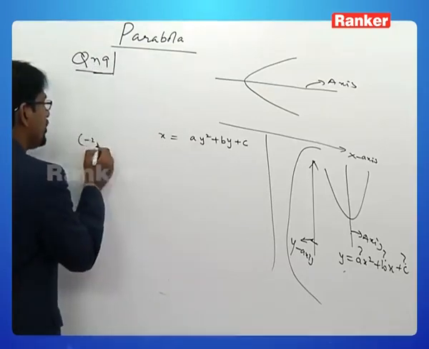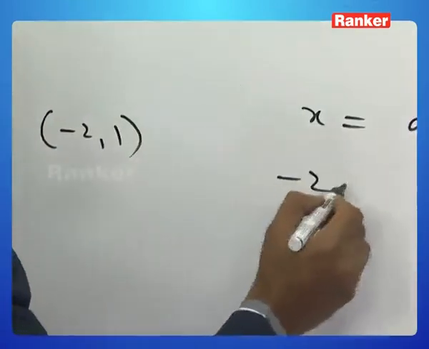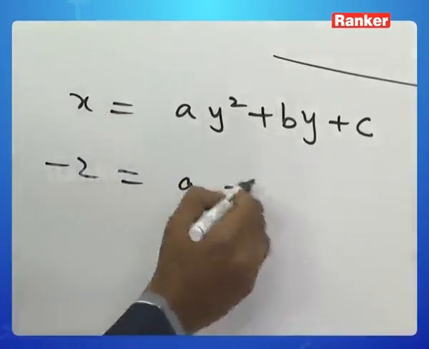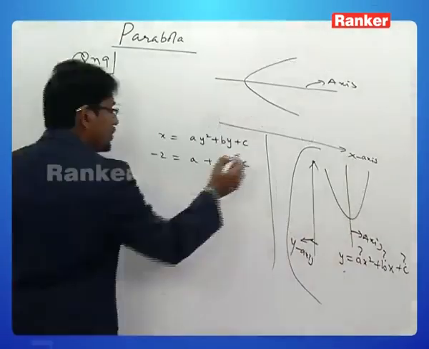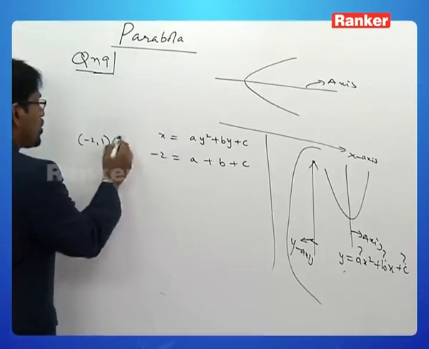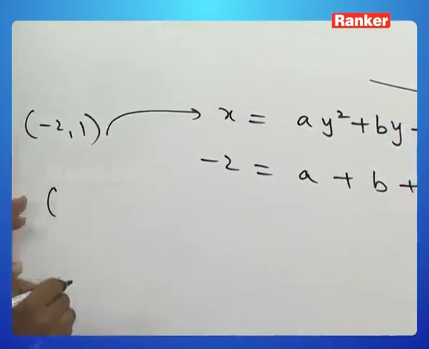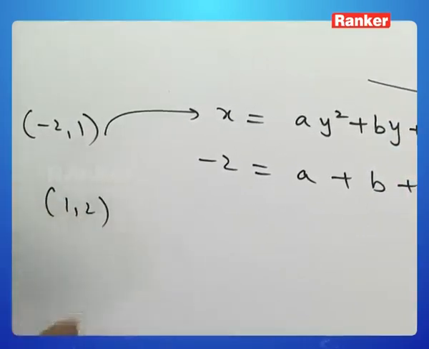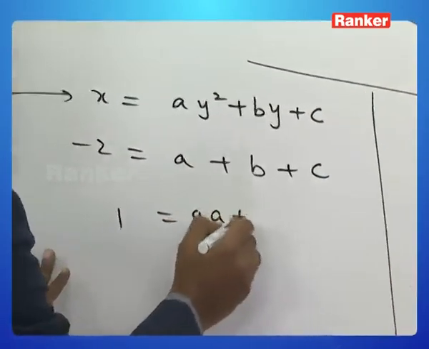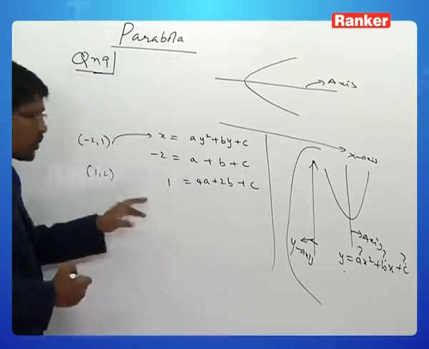Minus 2 comma 1 lies on it. So instead of x we can write minus 2, and instead of y we can write 1 here: a plus b plus c. Okay, so that's one equation. Minus 2 comma 1 I have substituted here. 1 comma 2 also lies on it. So instead of x we have 1. So 4a plus 2b plus c is equal to 1. That happens to be the second equation.